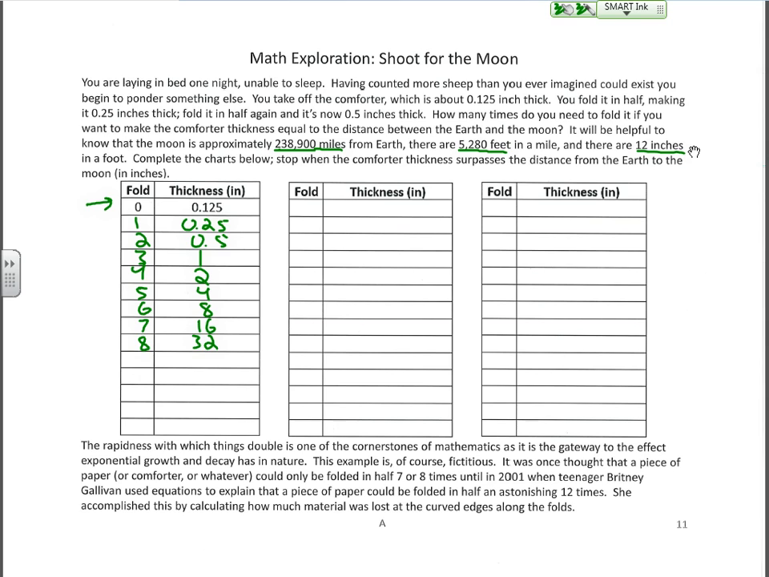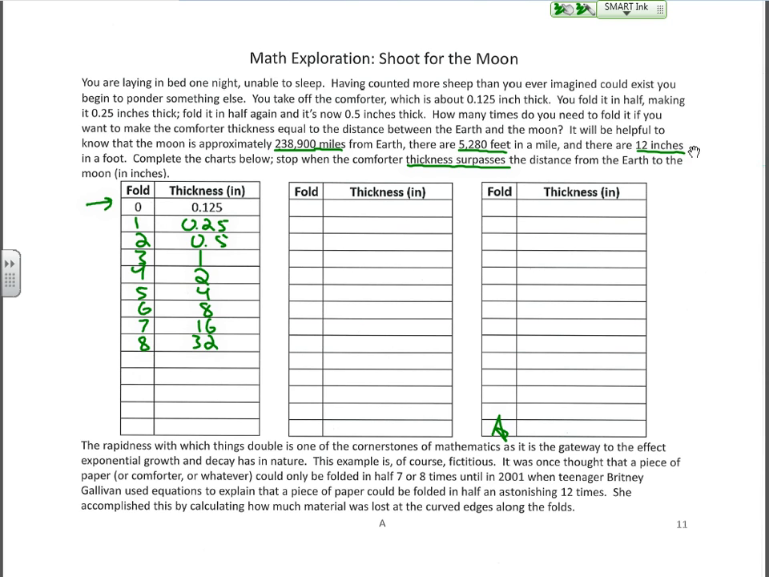And then each fold doubles the thickness. How long will it take for the comforter thickness to surpass the distance? So you're not going to get an exact value to match here. At some point, it's going to surpass that distance from the Earth to the moon. How many folds will that be? Here's a hint. It's not going to be this one here. So you can't just count how many lines there are and call it that. Okay, it ends sometime before that.